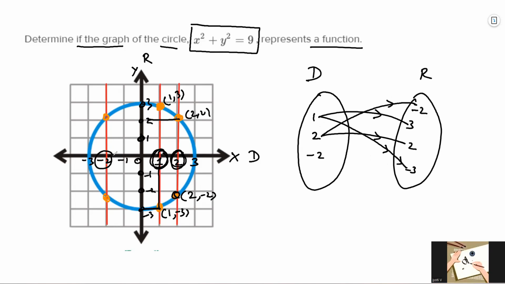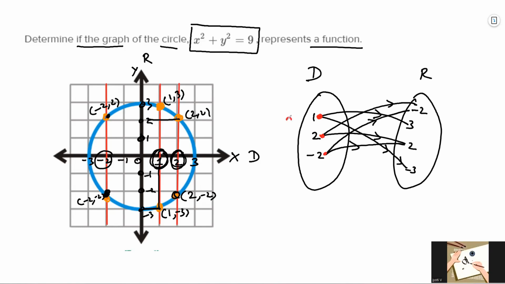And let's see what are the other coordinates. Negative 2 and 2. So negative 2 is mapped to 2. And on the other side, this is a point of intersection. Let's think that this is the point negative 2 and negative 2. So negative 2 is mapped to negative 2 also. And did we notice that for a particular input, 1 is mapped to 2 of them, 2 is mapped to 2 of them, negative 2 is mapped to 2 of them.